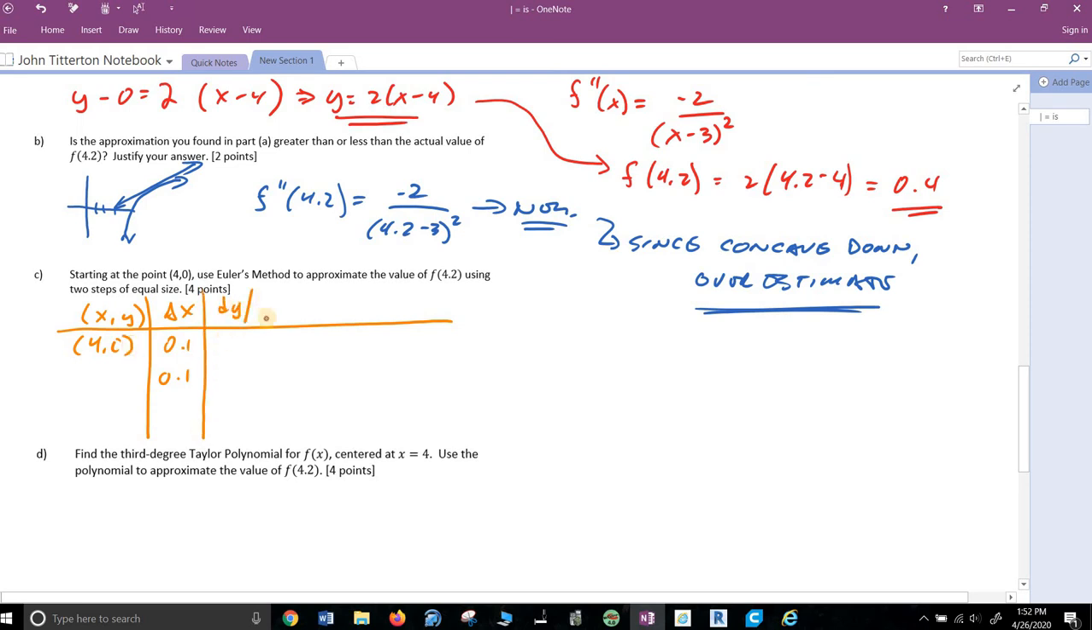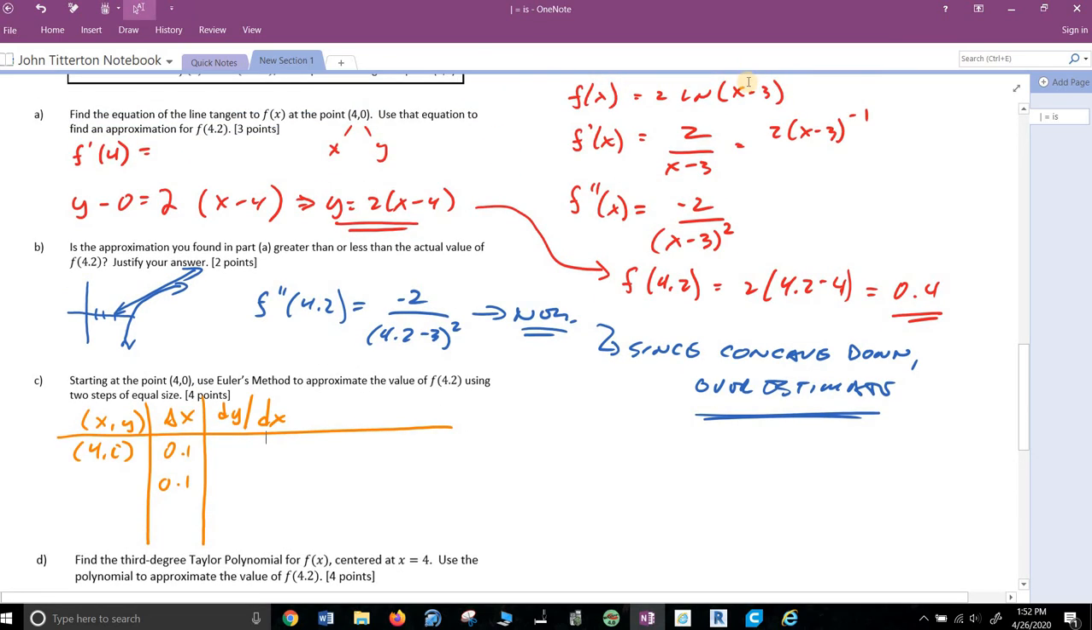dy dx, which is sitting up above here to the right. I'll have to scroll up. Yeah, so 2 over x minus 3, delta y, and then our new x comma y, which would be 4.1, and then eventually 4.2. This will be 4.1. We'll see where it goes.